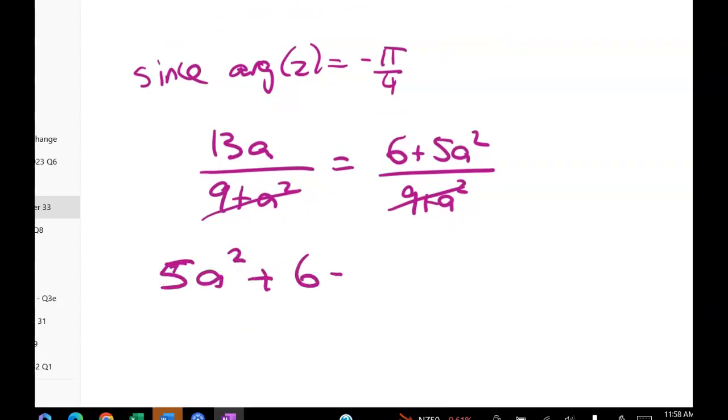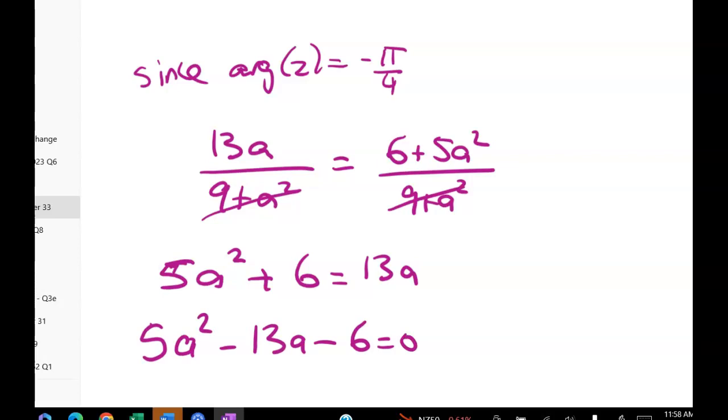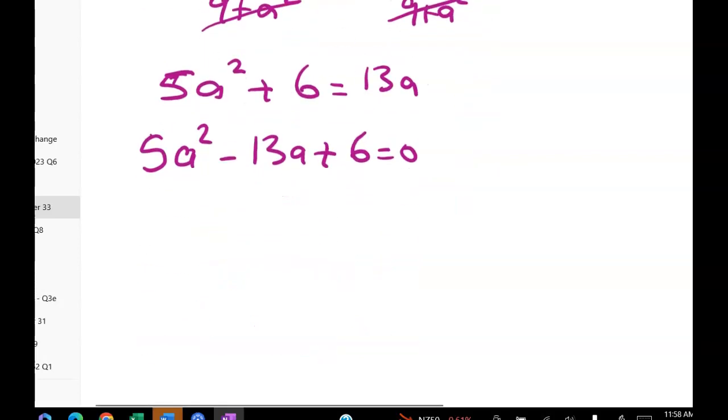So 5a squared plus 6 is equal to 13a. Let's get everything to equal 0 first. So 5a squared minus 13a plus 6 equals 0.